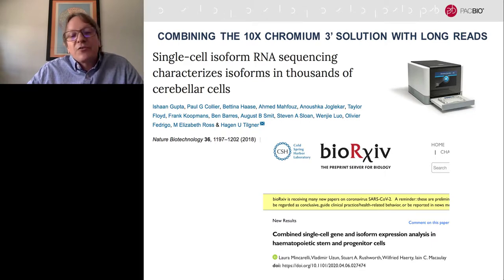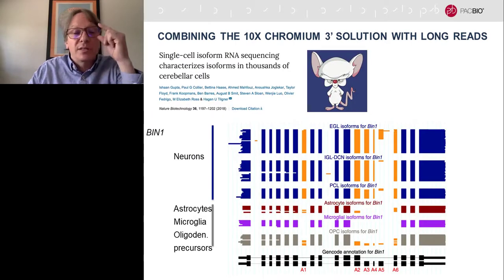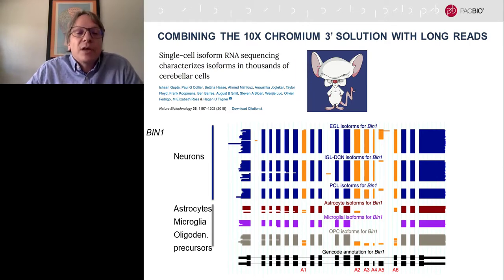And then the other is from a group at the Earlham Institute, led by Ian McCauley. And Laura Mincarelli's paper showed analysis with both Iso-Seq and short reads, studying mouse hematopoiesis. And so just a couple of snippets from that data that was quite exciting, I think, from Hagen Tilgner's lab. This shows a graphic from the paper from the gene BIN1.